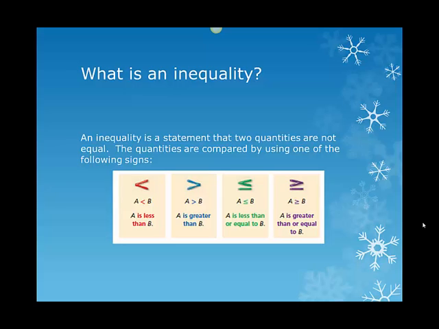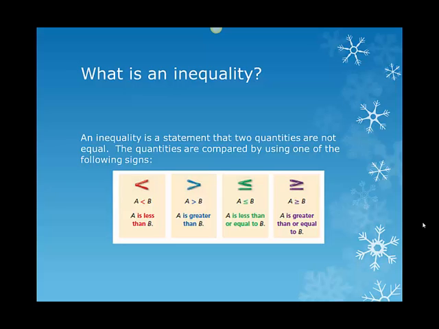First thing we're going to talk about is what is an inequality. An inequality is a statement that 2 quantities are not equal. There are 4 signs that we use pretty regularly when it comes to inequalities. The one in the red on the far left symbolizes less than. The next one over in blue is greater than. The next one over in green is less than or equal to. And then the one on the far right in purple is greater than or equal to.